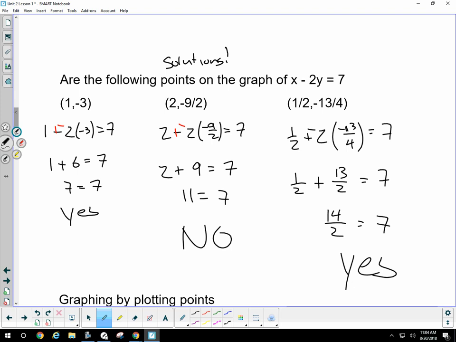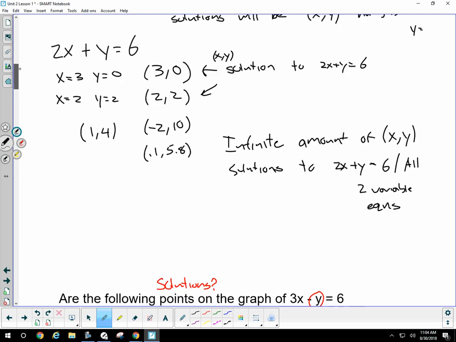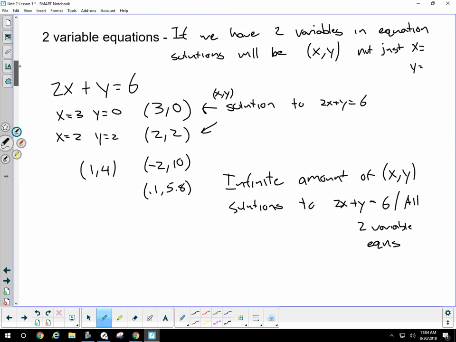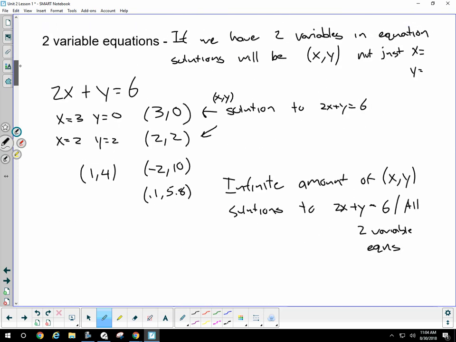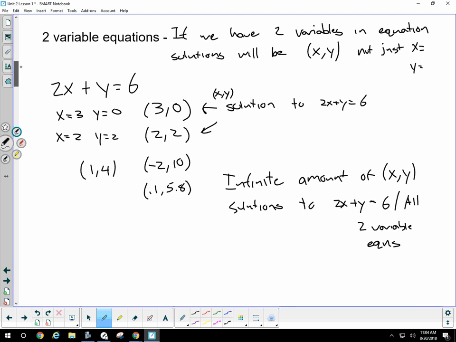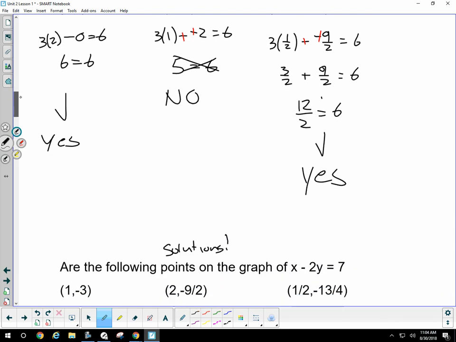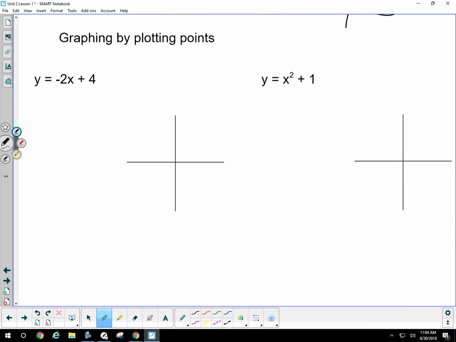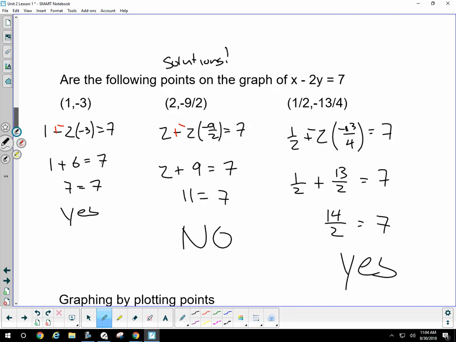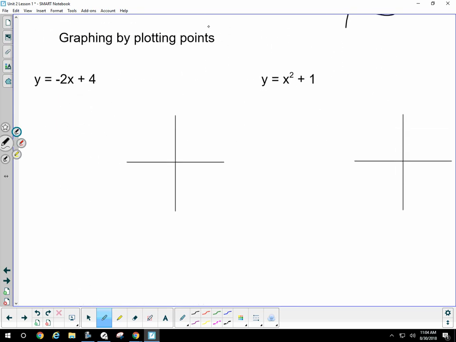Okay. Now, we noticed and we talked about there being an infinite amount of solutions to this. Well, what we didn't do for 2x plus y equals 6 is actually look at what those solutions appear to look like when you're plotting them on a two-dimensional axis. Let's do it for these equations, okay? Let's graph by plotting points, but instead of points, I'll say point/solutions.